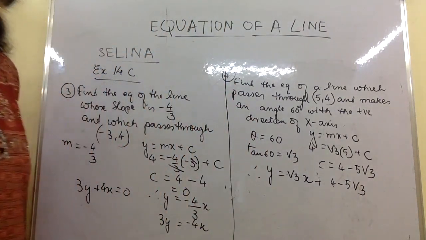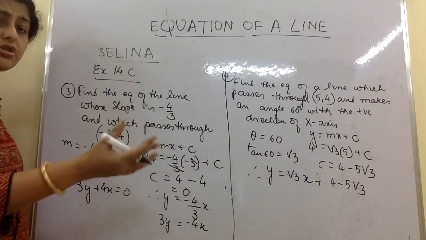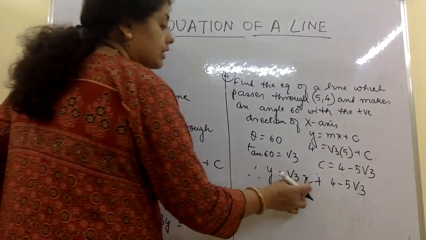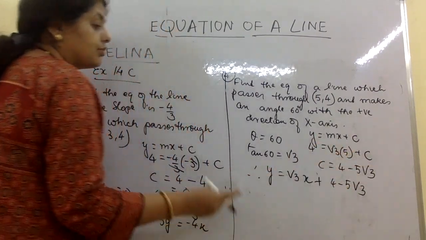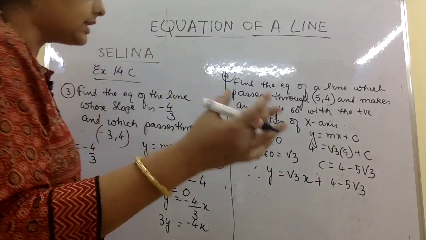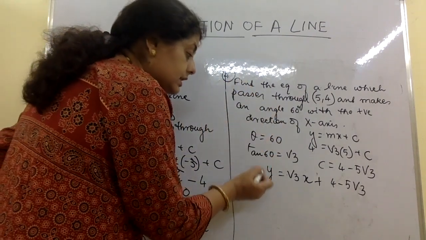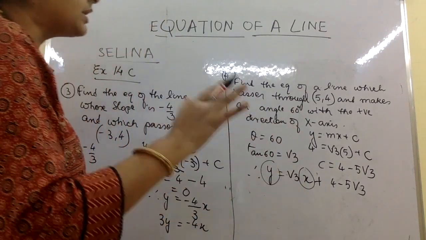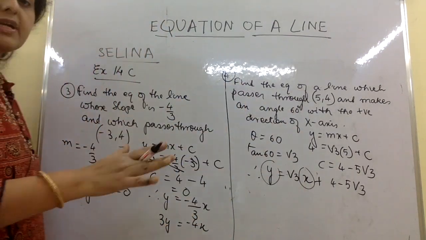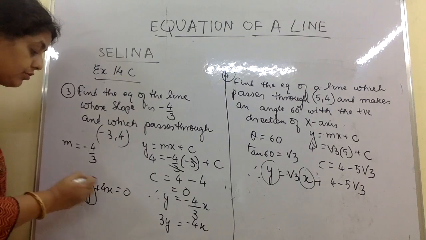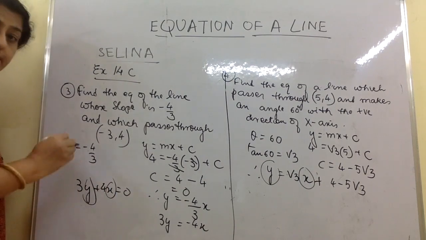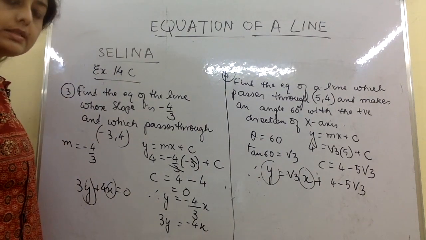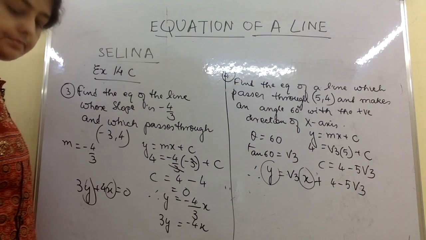So my final equation is y is equal to root 3 x plus 4 minus 5 root 3. What I want you all to see is that in the final equation, these two places, y and x, will never be any value. It is going to be only y and x. The same thing happened here if you note. So that is the equation of the line.